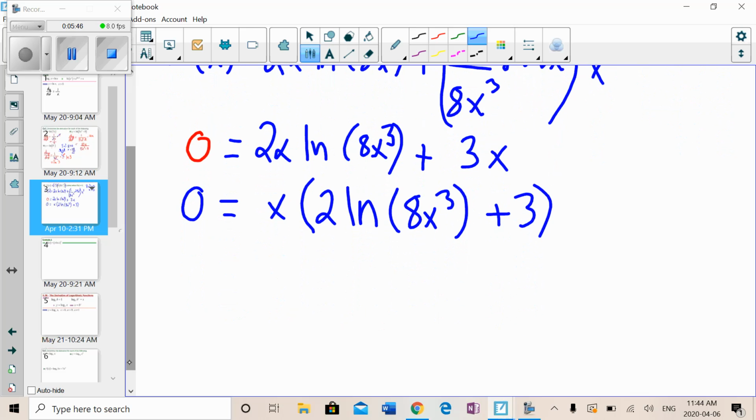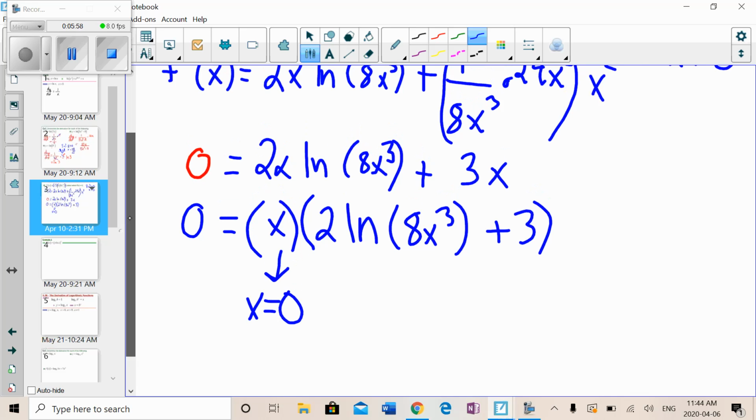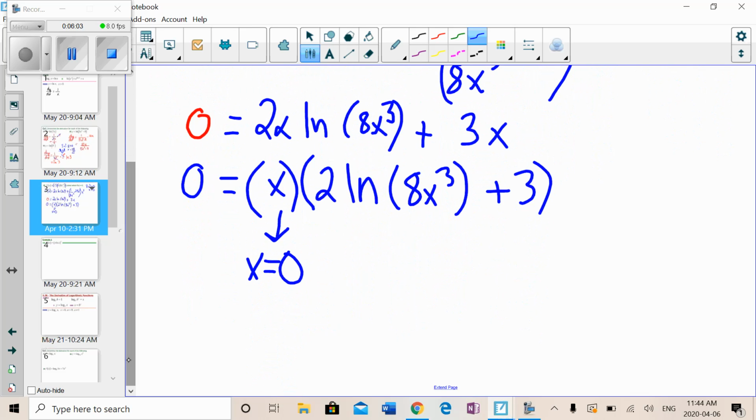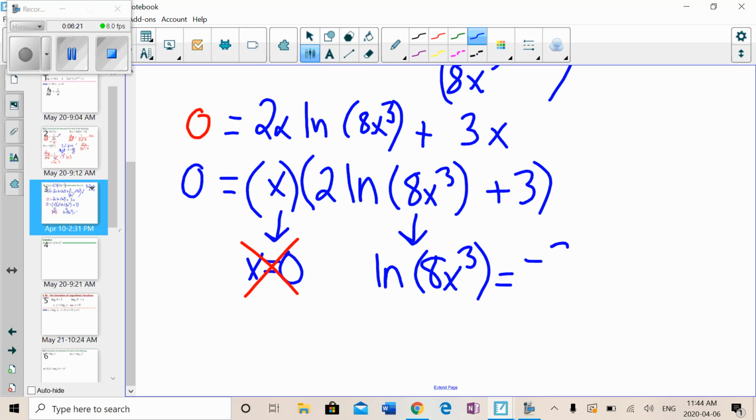So remember, it's just like solving a quadratic or anything. You want to know what makes the first bracket 0, and you want to know what makes the second bracket 0. So of course, from this bracket, you get that x is 0. Now, can x actually be 0? If we go back up, we know our answers have to be greater than 0. So we're going to have to throw that answer out. And then from this bracket, you get that this bracket equals 0. I'm just going to move the 3 over and divide by 2. So I'm going to get ln of 8x cubed equals negative 3 over 2.